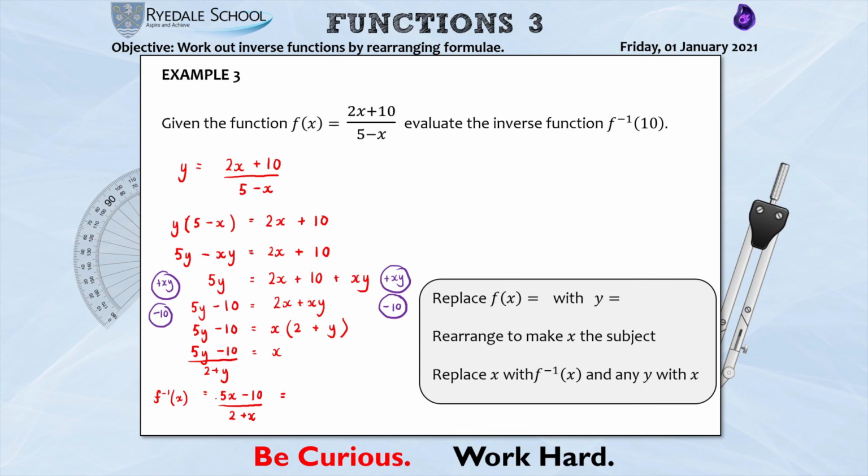If I put 10 in here, 5 tens would be 50. Take away 10 would be 40. And 2 plus 10 is 12. So it's 40 divided by 12. And 40 divided by 12, well, 12 goes into 40 3 times, with 4 left over, and 4 divided by 12 is a third. So it's 3 and 1/3.